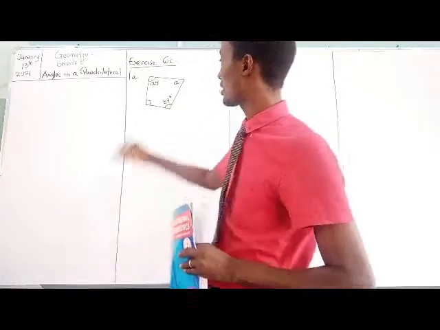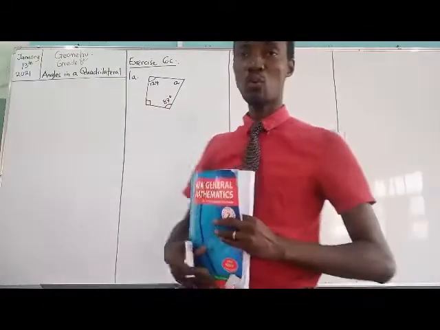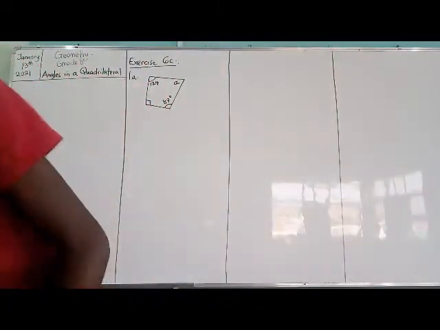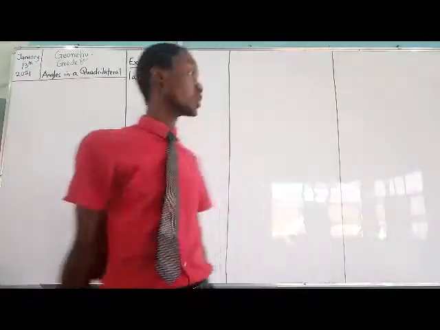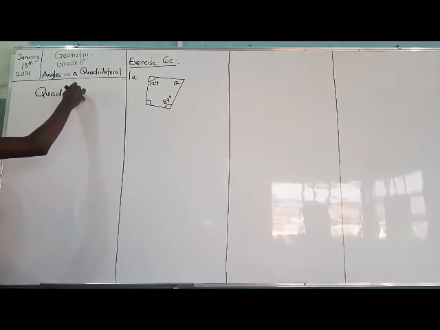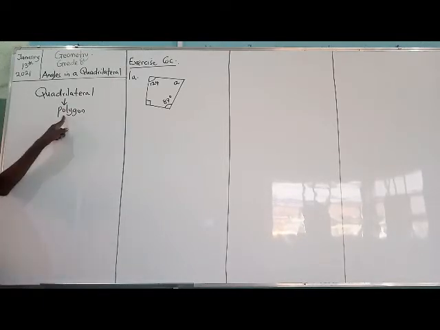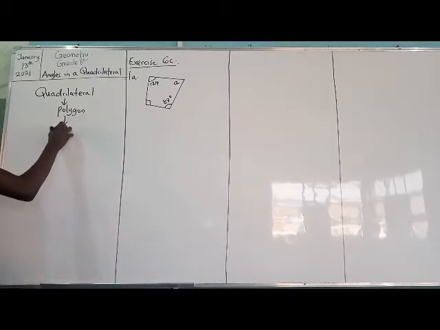So for today's task, we'll be looking at angles in a quadrilateral. So what is a quadrilateral? A quadrilateral essentially is a four-sided figure. Quadrilateral is first of all a type of polygon. That's number one. Another interesting thing is that it has what? 4 sides.